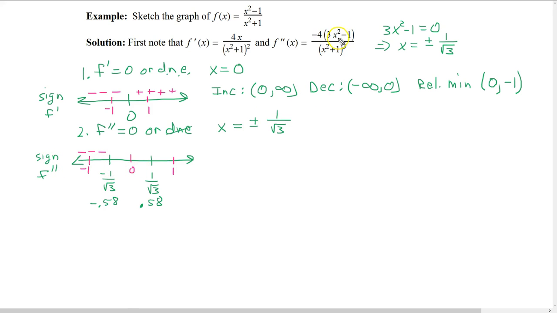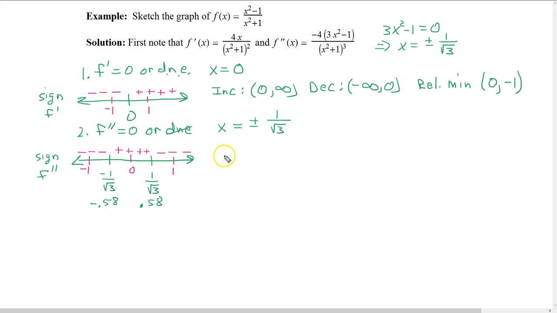If we put 0 in for x up here, we're going to get -4 times -1 in the numerator. Notice the denominator is always positive because of the x squared plus 1. So putting 0 in here, we get -4 times -1. That is positive. And then putting 1 in for x up here, we get -4 times 3 minus 1. So that's going to be negative in the numerator. Denominator is always positive, so negative.